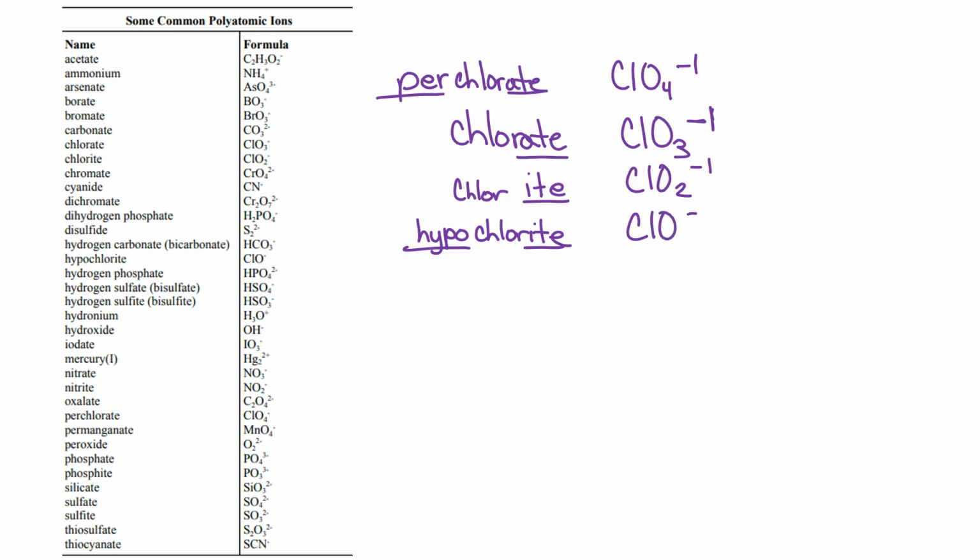So if I was going to memorize this list, what would be a good place to start? The prefix. I would start with the -ates. I would only memorize the -ates off of this list if I were to memorize anything. Because if it goes from -ate to -ite, that means it's just one less oxygen. If it goes from -ate to per-ate, that's one more oxygen.